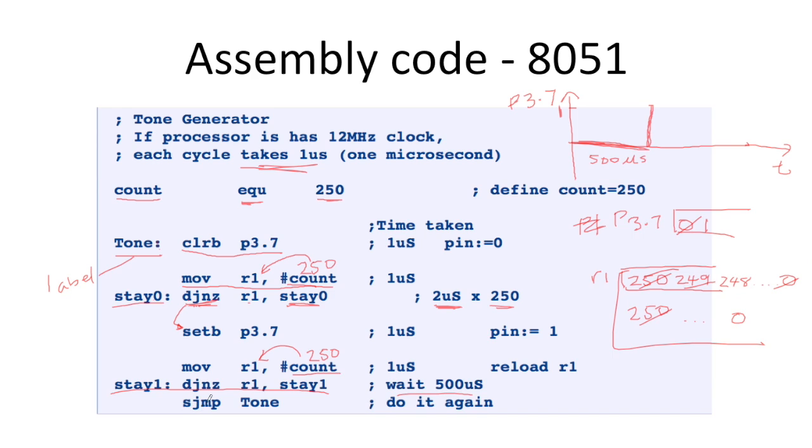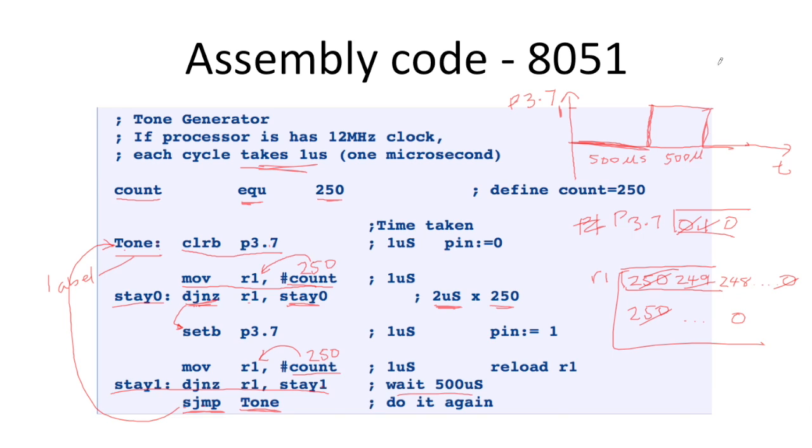At this stage, it executes the next instruction which says short jump to this label here, which is tone. So the flow of execution of this program moves over to this line marked by the label tone, and this clears port 3.7. So basically for this 500 microseconds this was set to 1, and then when we clear it, it goes back to being 0 again.